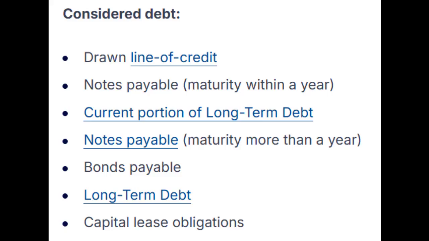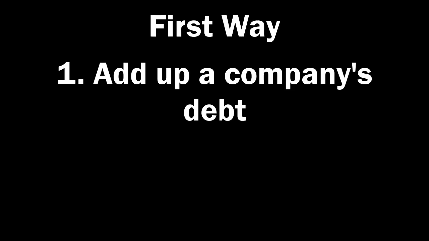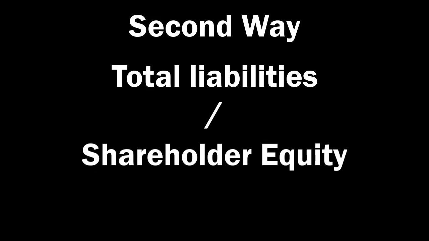Here is a list of items the Corporate Finance Institute considers debt. We then divide the total debt by total shareholder equity. The second way people calculate the debt-to-equity ratio is to take total liabilities and divide it by total shareholder equity. I prefer the first way because not all liabilities are debts.